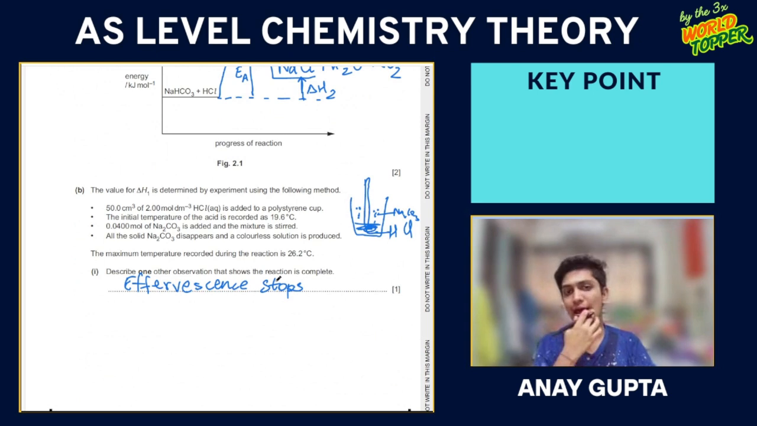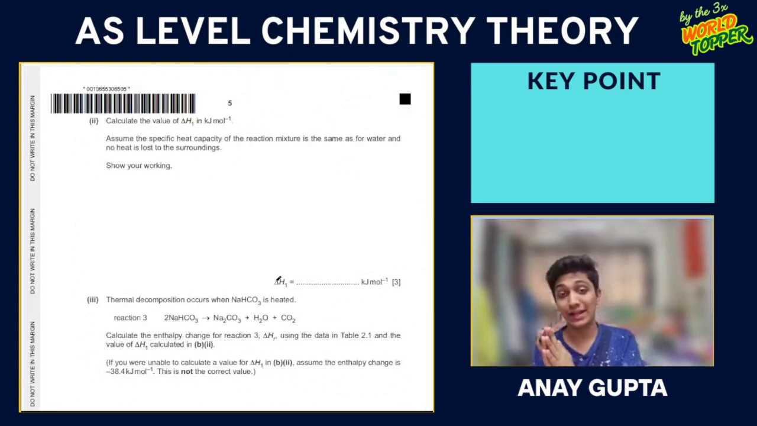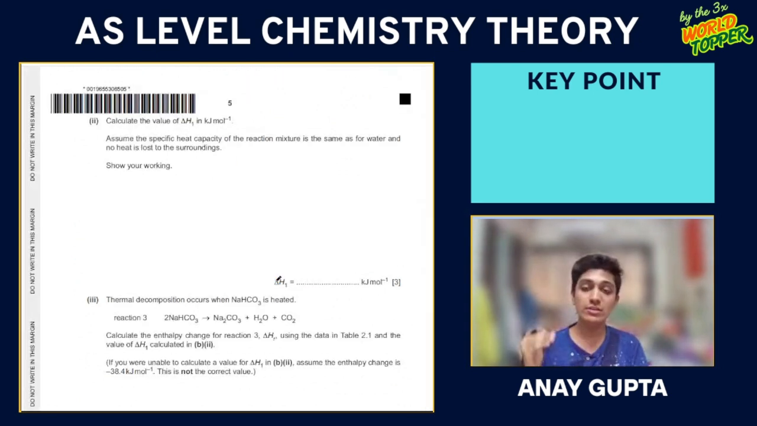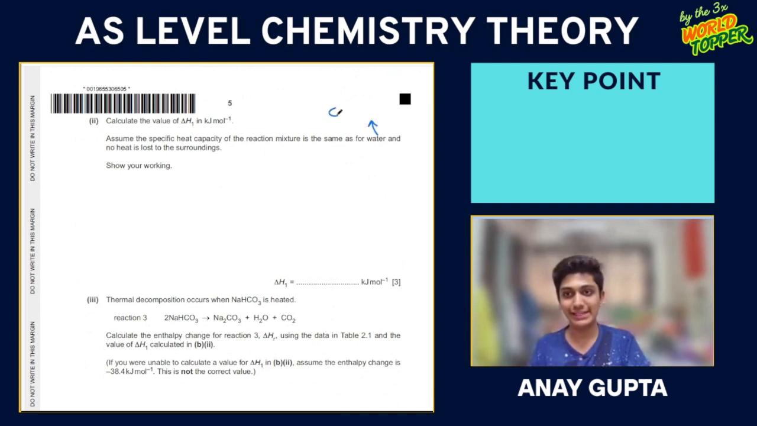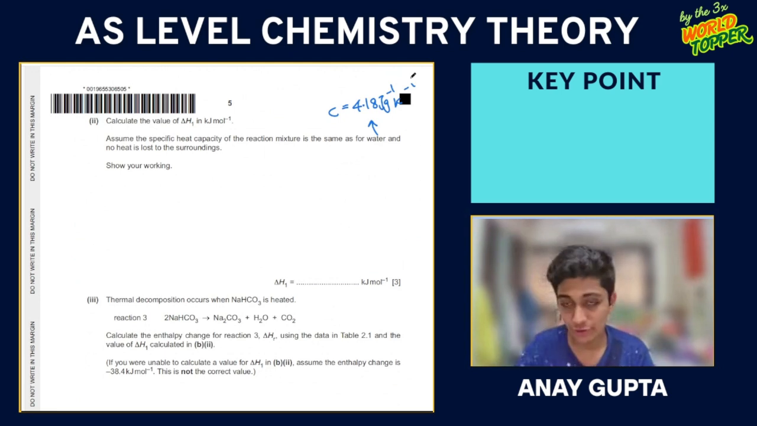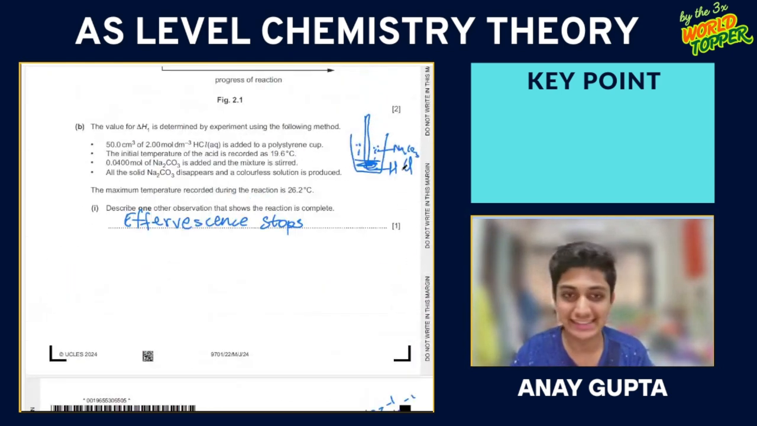Next question. Calculate the value of delta H1 in kilojoules per mole. Assume the specific heat capacity of the reaction mixture is the same as for water and no heat is lost to the surroundings. So for water, the specific heat capacity C is equal to 4.18 joules per gram per Kelvin. This is something that you have to remember. But let's see the experiment.